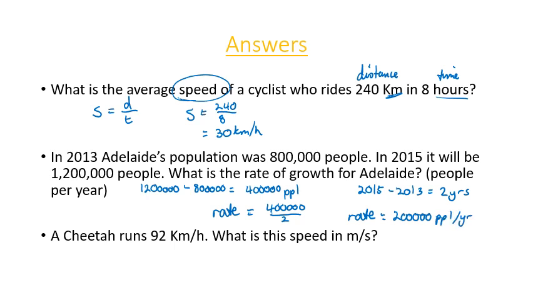In our last question, it says a cheetah runs 92 kilometers per hour. What is this in meters per second? Remember that converting kilometers per hour to meters per second, you divide by 3.6. So 92 divided by 3.6 gives us an answer of 25.56 meters per second, rounded to 2 decimal places.